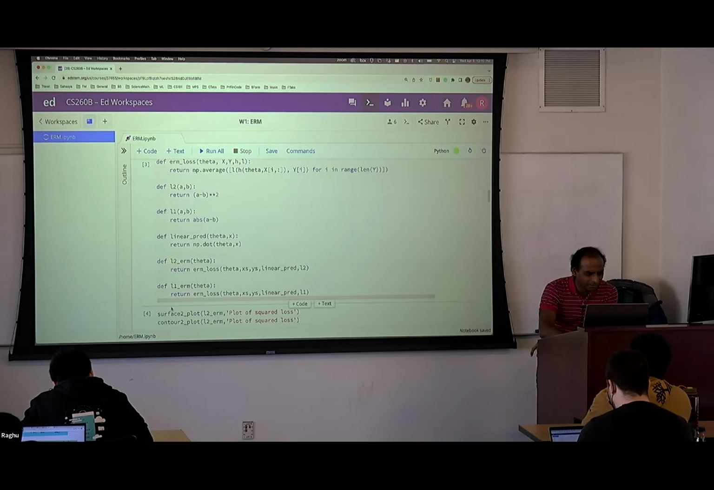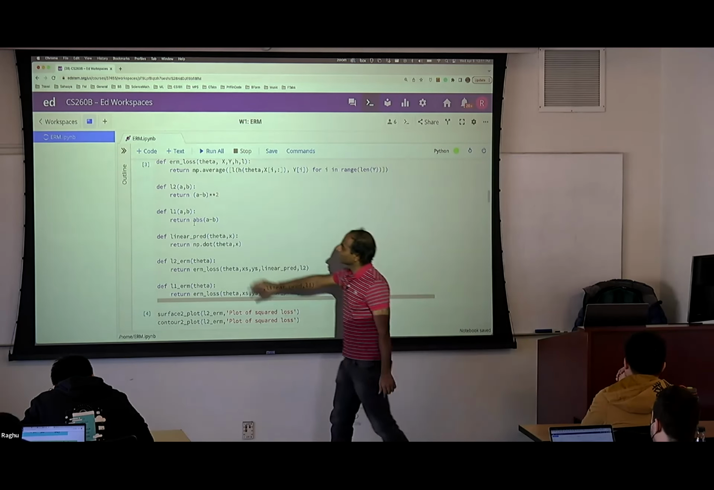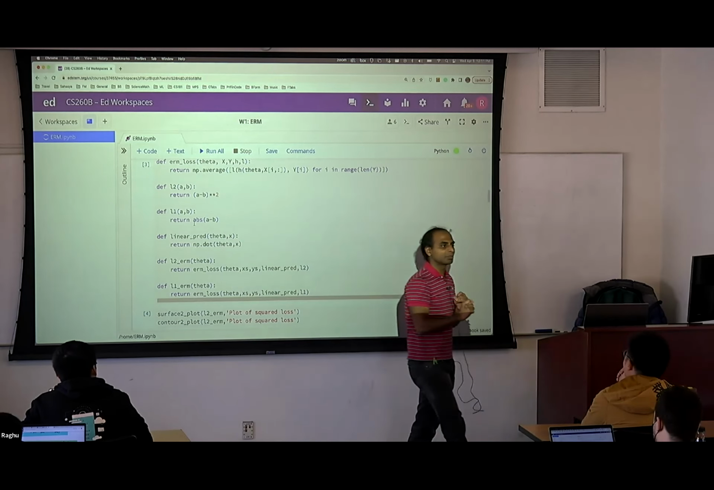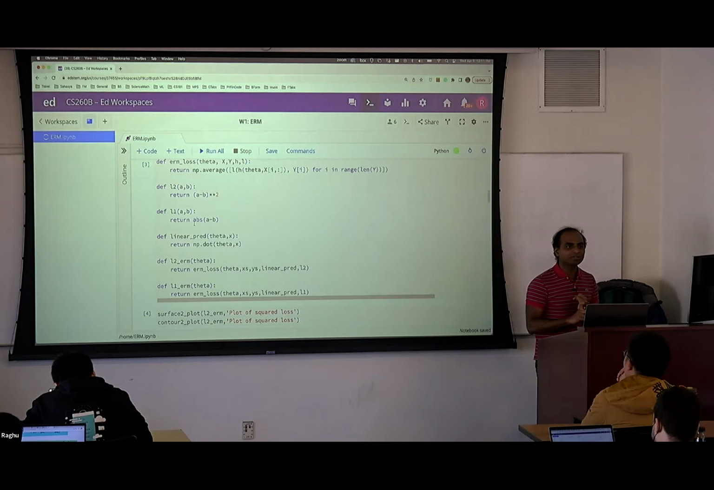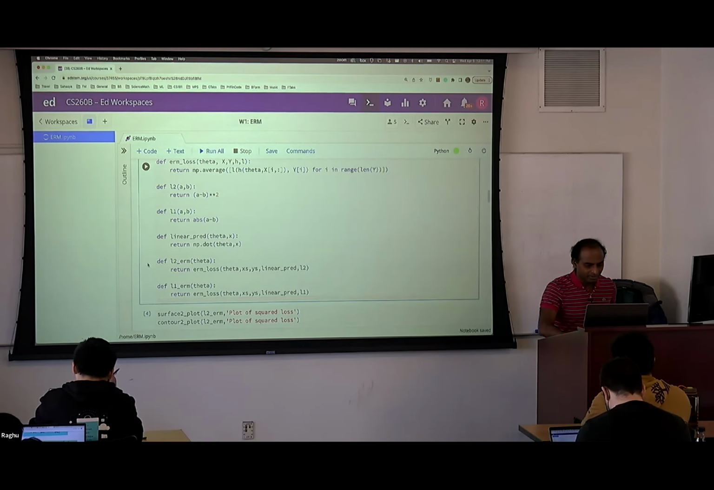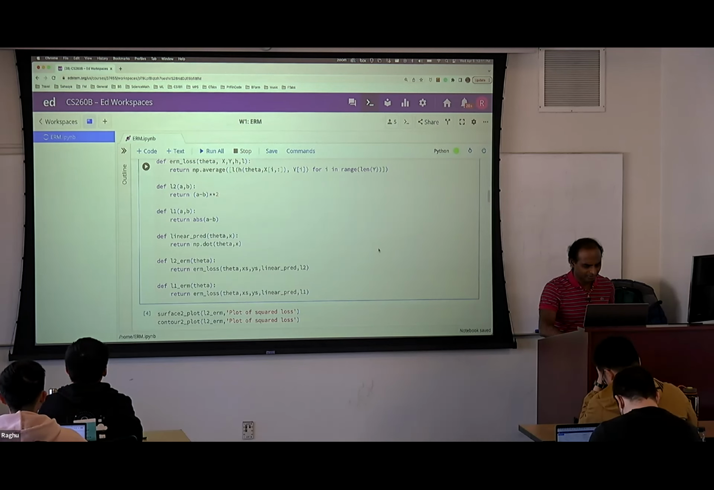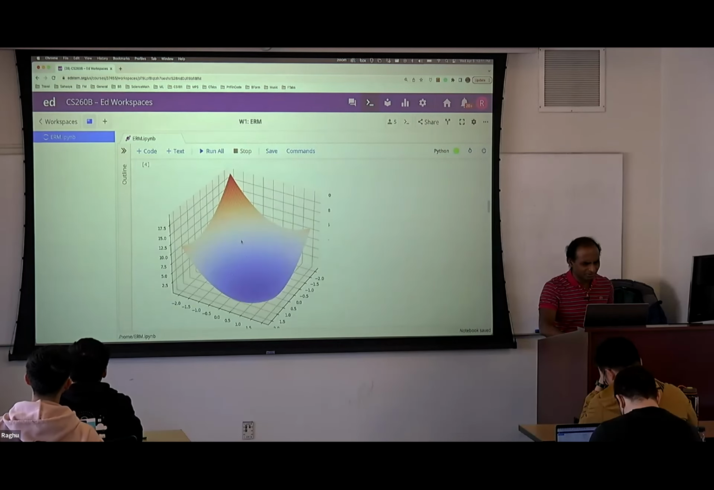And you can have L2 loss, you can have L1 loss. You can define a family of prediction functions. Remember, to set up ERM, we need to decide the loss function and the class of predictors you're going to use. Okay. And let's see what kind of surfaces we get if we use, let's say, L2 loss or if we use L1 loss. Why is this so slow?